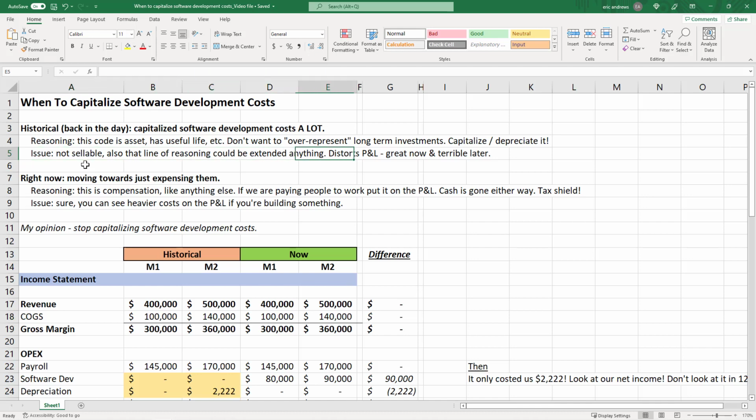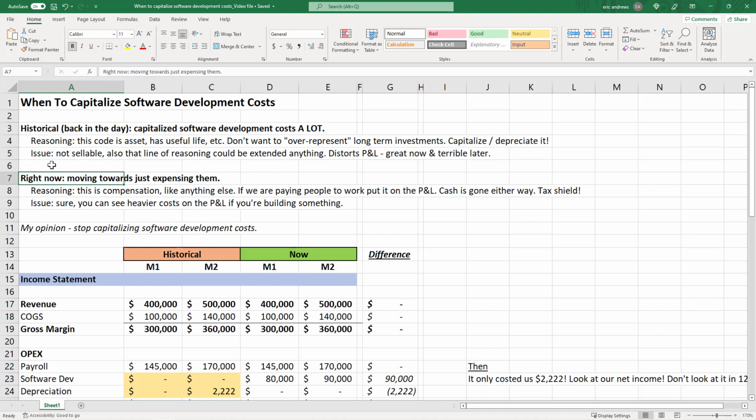And the issue too is it distorts the P&L. It makes the net income look really high today, and then it is an absolute disaster later on when all the depreciation starts hitting. And you'll see that in a sec. So that was how they always did it.